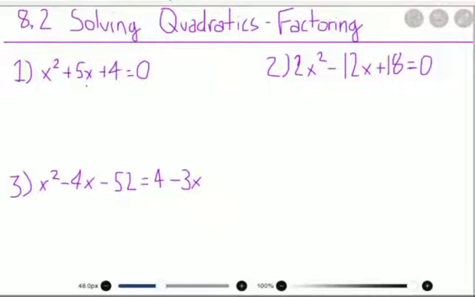This is Dumb Choir, and today we're going to be learning how to solve quadratic equations using factoring.